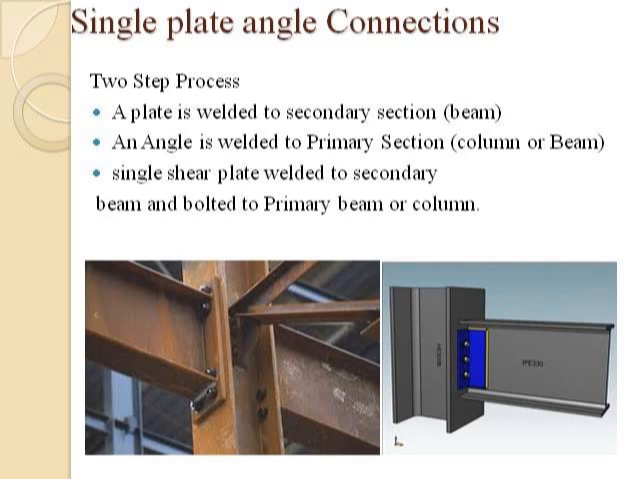First, a plate is welded to the secondary section, which may be a beam. Then a plate is used to connect one member to the other member. What else can we use in it? We can use an angle which is welded to the primary section, which may be a column or beam. Then again, a single shear plate is welded to the secondary. So for single plate angle connections, we can use a plate or angle to connect two different members such as a beam or column. As we can see in the figure, here a plate is used to connect these two I sections.